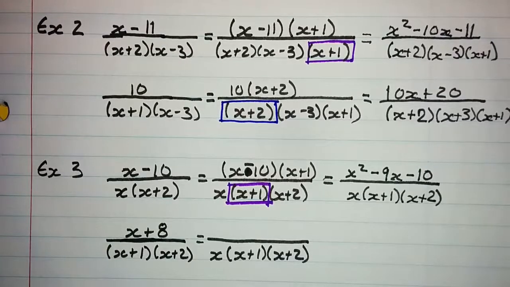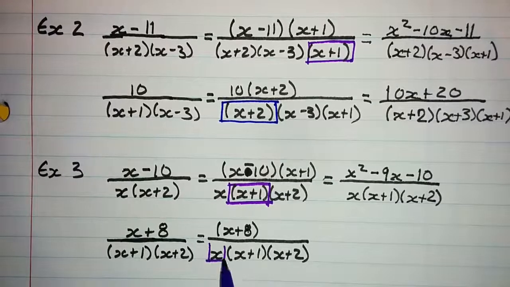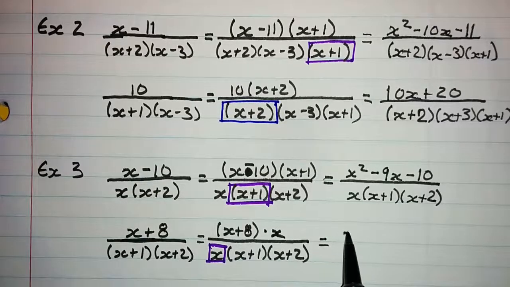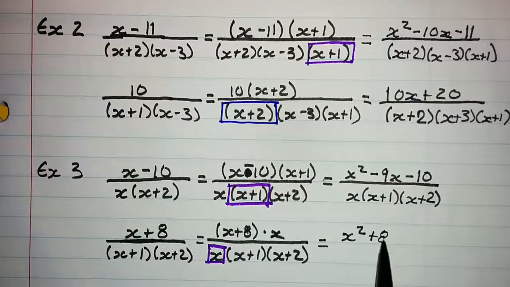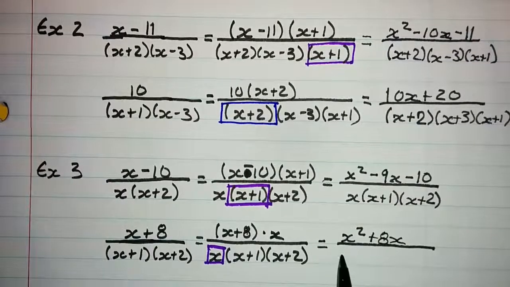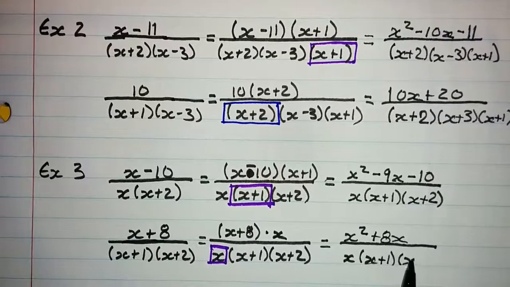The second rational expression will have x plus 8 times, what's the new factor here? Oh, it's just an x. So we'll have x plus 8 times x, which will be x squared plus 8x. And again, that will be all over our new denominator, x times x plus 1 times x plus 2.